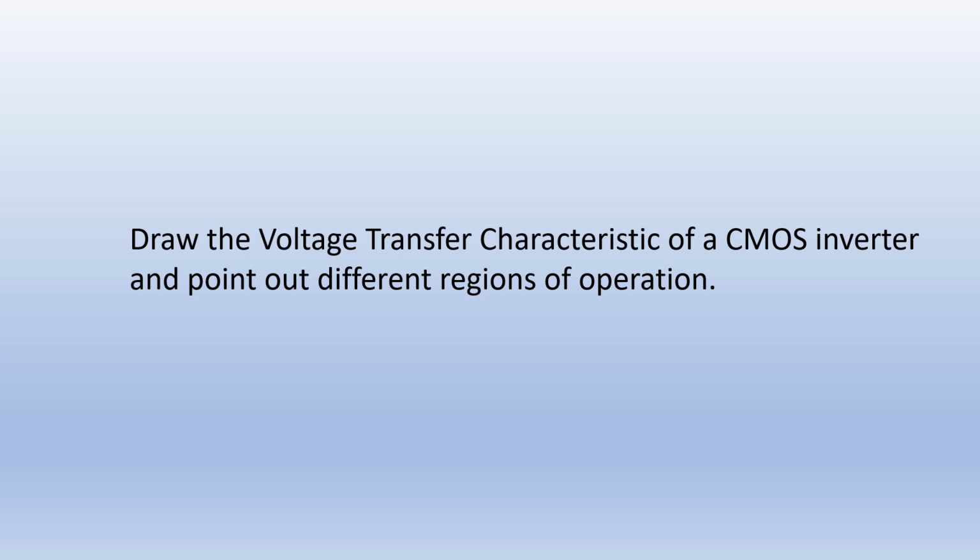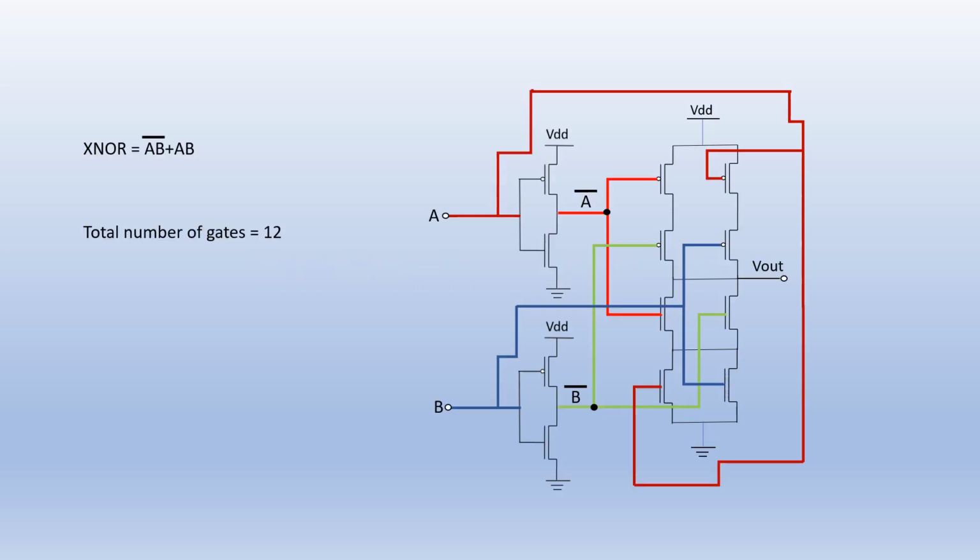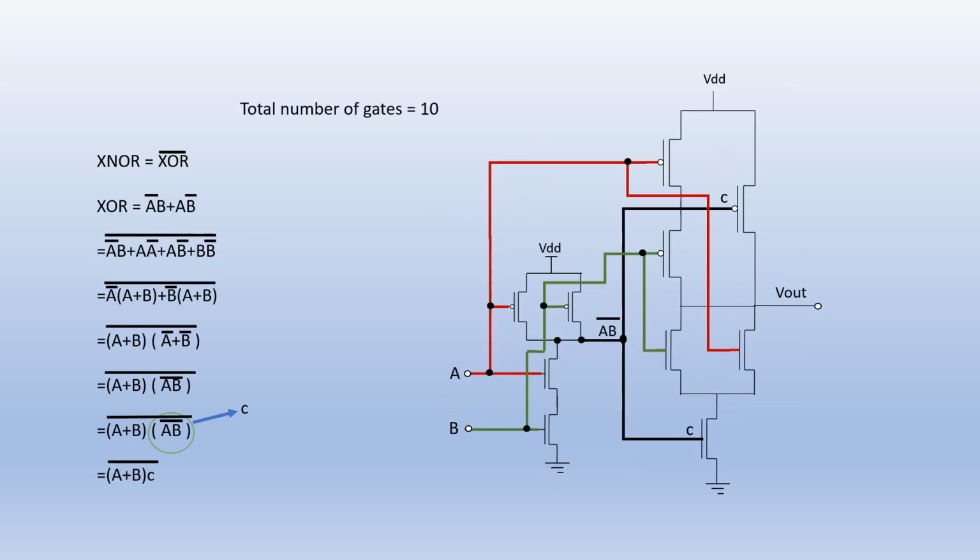Next I was asked to draw the schematic for XNOR. It can be done this way. If you look, the total gate count is 12. But there is also another way in which the gate count is less. Representing XNOR as XOR bar and simplifying it, we reach a schematic where the gate count is 10.